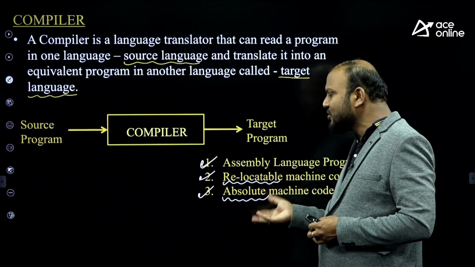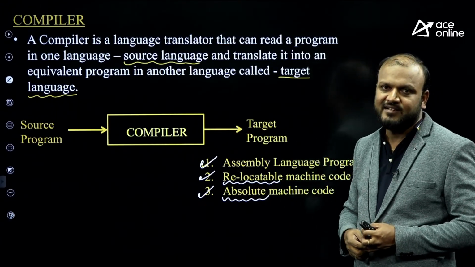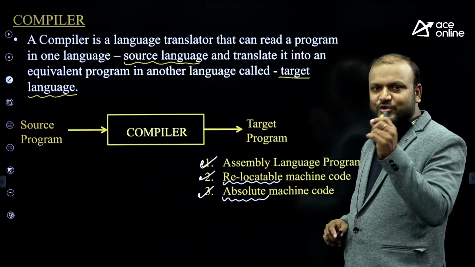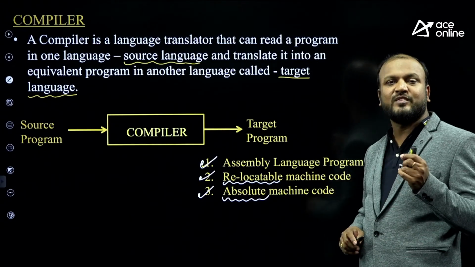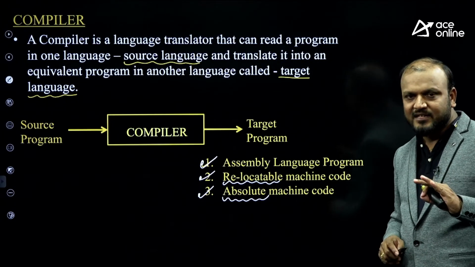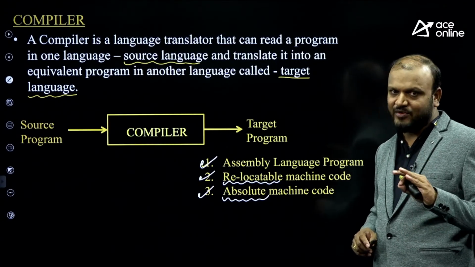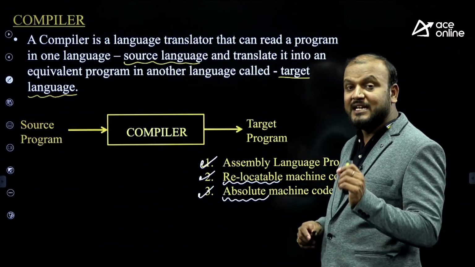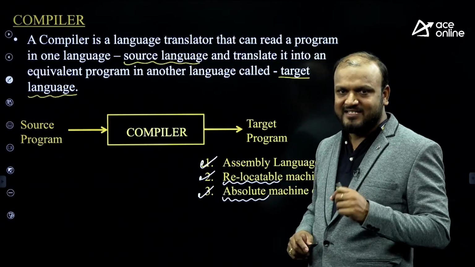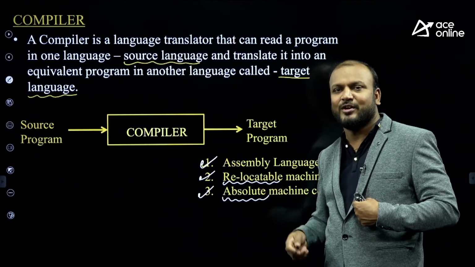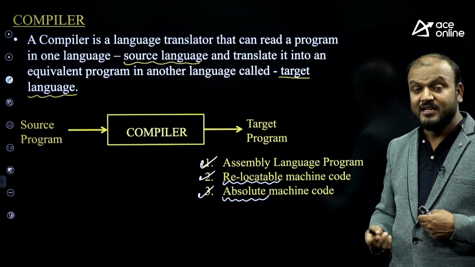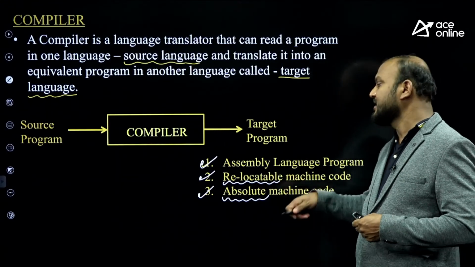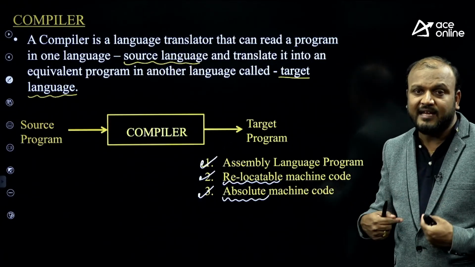Suppose I add that loader functionality also to the compiler, then what is the output of the compiler? Absolute machine code. That's why don't give the definition as high level language to machine language. Okay, that is correct, but instead of saying high level language to machine language, we can say source program to target program. Why? Because it depends on the designer of the compiler. Suppose I am designing my own compiler for my own programming language. It is my choice whether the output of the compiler is an assembly language program, relocatable machine code, or absolute machine code. I can take care of it.